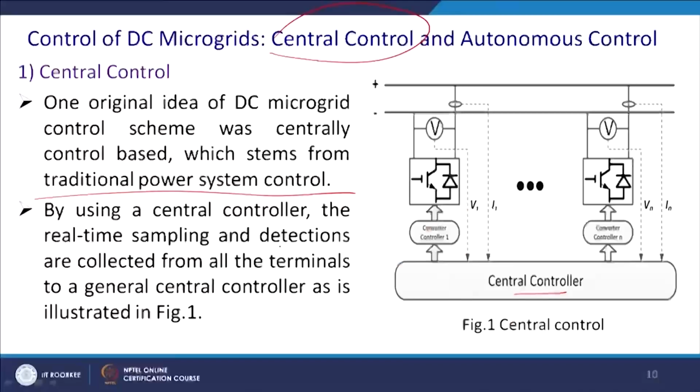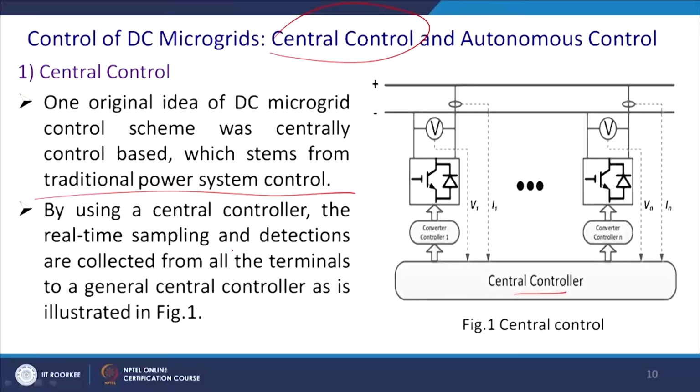Using central control, the real time sampling and detection data are collected from all the terminals, all the data is to be fetched and processed, and instructions are required to be sent back to the individual converters, and thus you require a very fast communication channel and very fast processors.